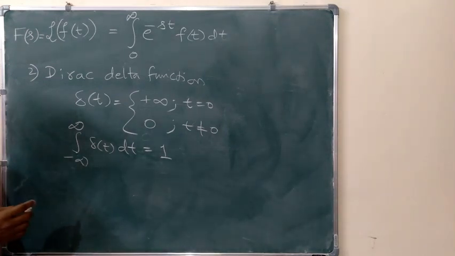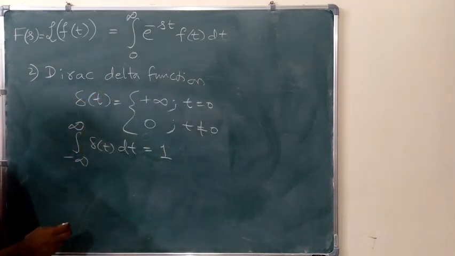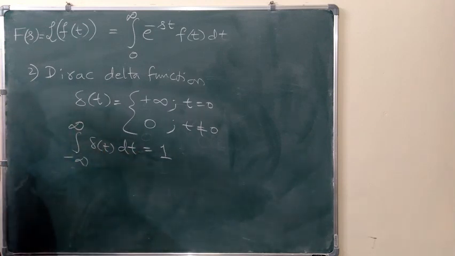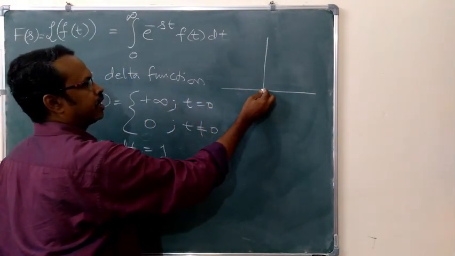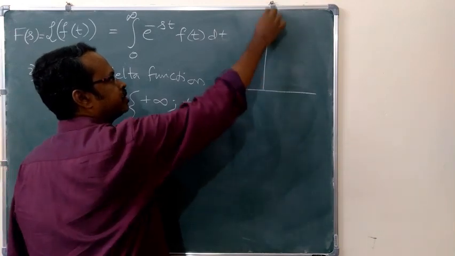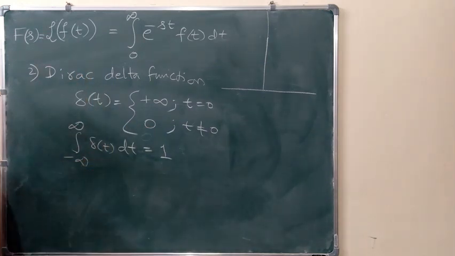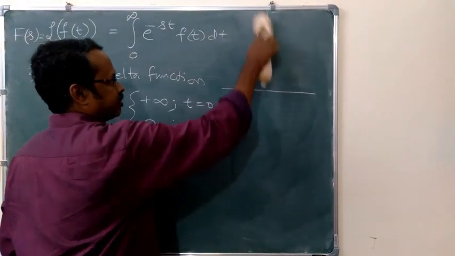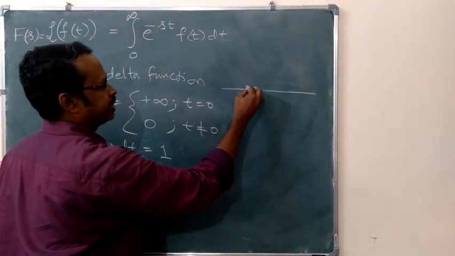The next function that we will discuss is called the Dirac delta function. It is defined as equal to plus infinity when t is 0 and 0 when t is not equal to 0, and there is also one requirement that the area under the graph of this function is equal to 1. So what is the graph of this function? It is equal to 0 when t is not equal to 0, and at t equal to 0 it has a very huge jump, such that the area is equal to 1. It seems a little bit unbelievable that this function exists.